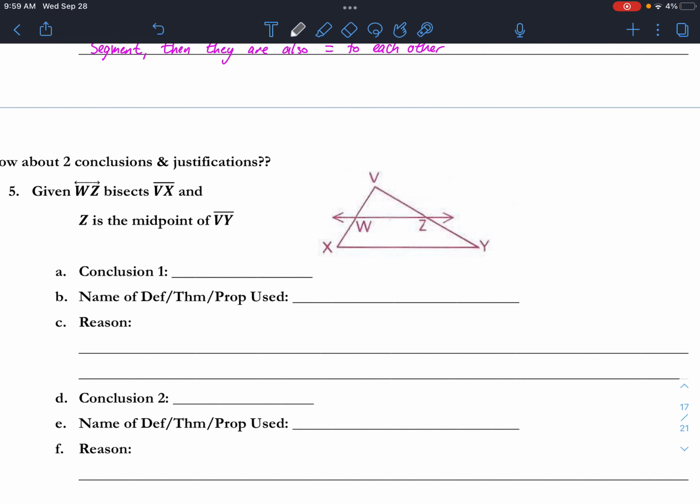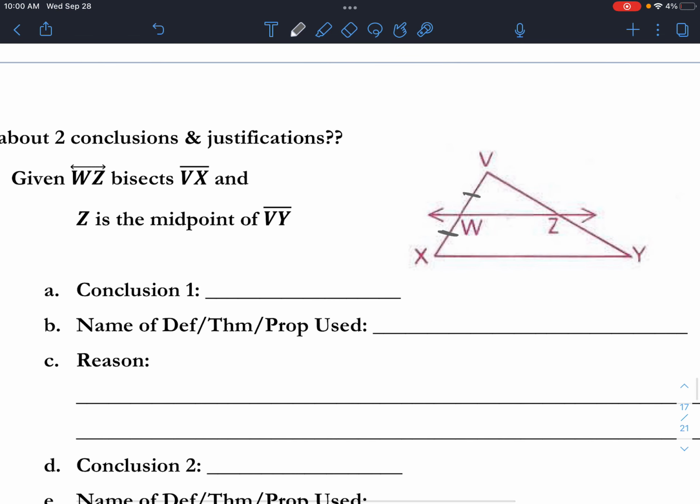First off, WZ is going to bisect VX. Be careful with this. This is the one that is doing the cutting, and this is the one that is actually being cut in half. So if I cut VX in half, I'm really saying that there are two pieces right here. I think there's two conclusions we can call from this one. One conclusion that we could do is we could say technically VW is going to be exactly the same as WX. I also think it would be fair to say that W is the midpoint. Both of those we can conclude from the information that was given to us.